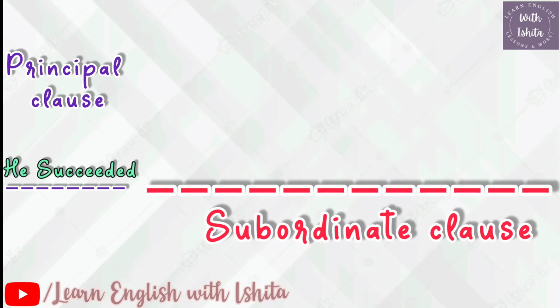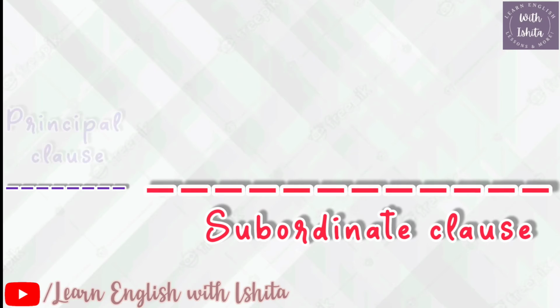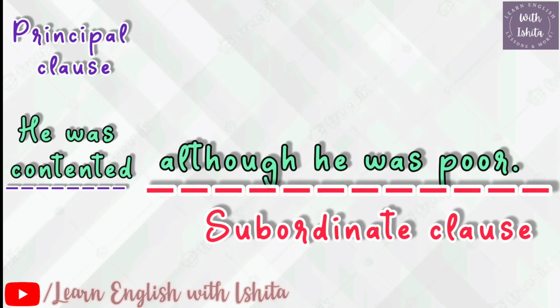Number 2 example: he succeeded because he worked hard. In this sentence, he succeeded is the principal clause because it has a meaning of its own, but because he worked hard has no meaning. Next example: he was contented although he was poor. He was contented is the principal clause, and although he was poor is the subordinate clause because it is not complete in sense.